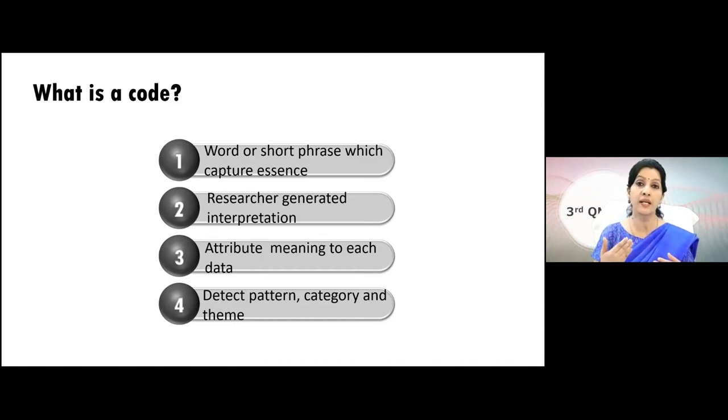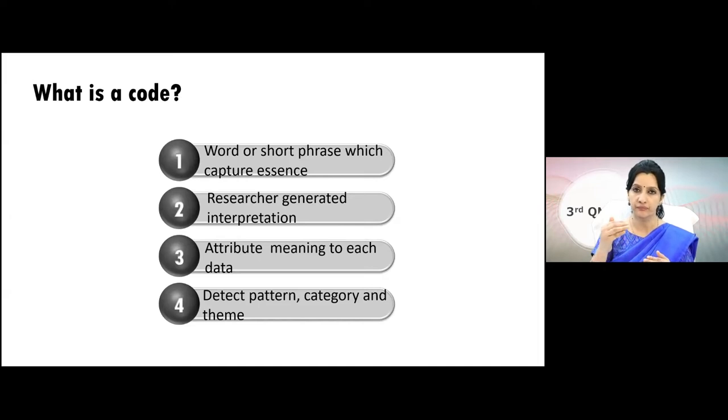That's why we recommend doing the data analysis and the coding process in a collaborative manner. If you have more than one coder, it is very good. If there are two researchers and both have their own code book, it is always desirable. Since it is a researcher-generated interpretation, researchers should express their biases.